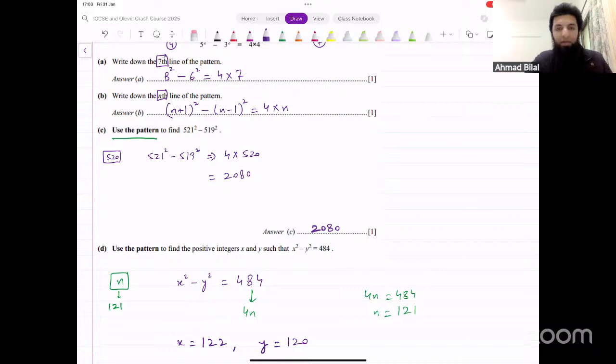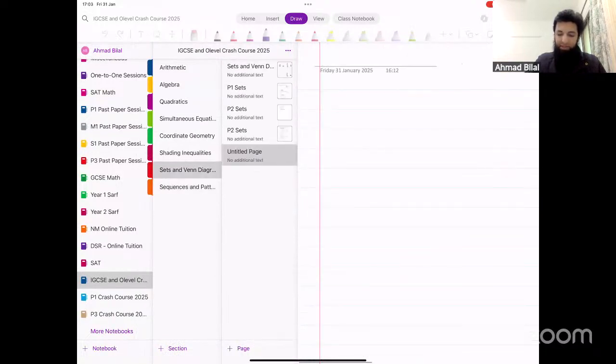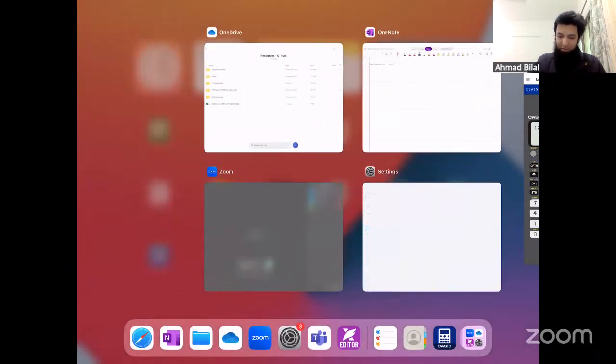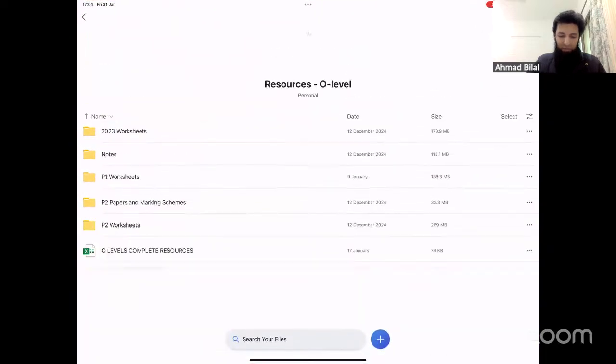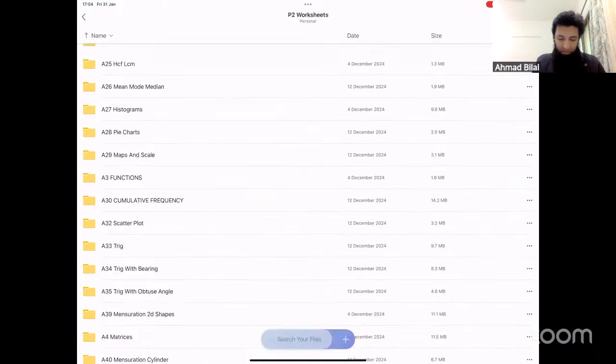Okay, I hope that makes sense. These were some good questions on sequences. Now let's have a look at a few on sets. Some questions that involve some kind of scenarios. Let's have a look at these questions quickly.